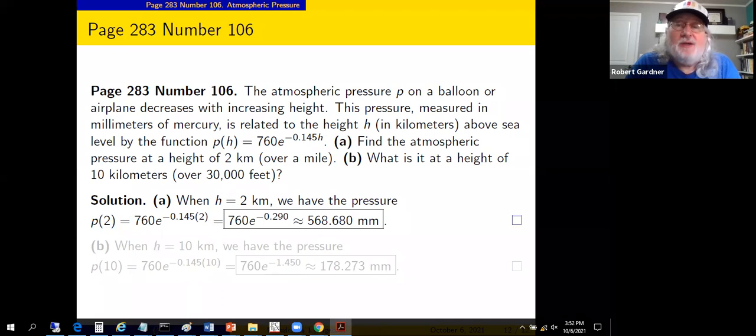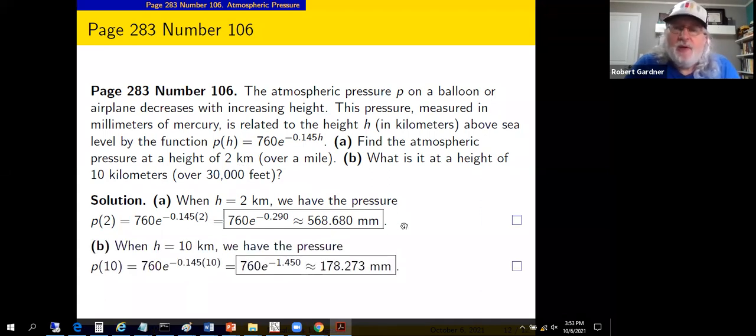What about 10 kilometers? Well, let's see if we can make some physical sense out of this. It says atmospheric pressure decreases with height. We've gone from a height of 2 kilometers to a height of 10 kilometers in part B. So the pressure should go down. As the height goes up, the pressure goes down. Plug in 10, that is, we find P of 10, put 10 in for h in that exponent, run the numbers, and we get 178. And indeed, the pressure drops quite significantly from 2 kilometers to 10 kilometers.